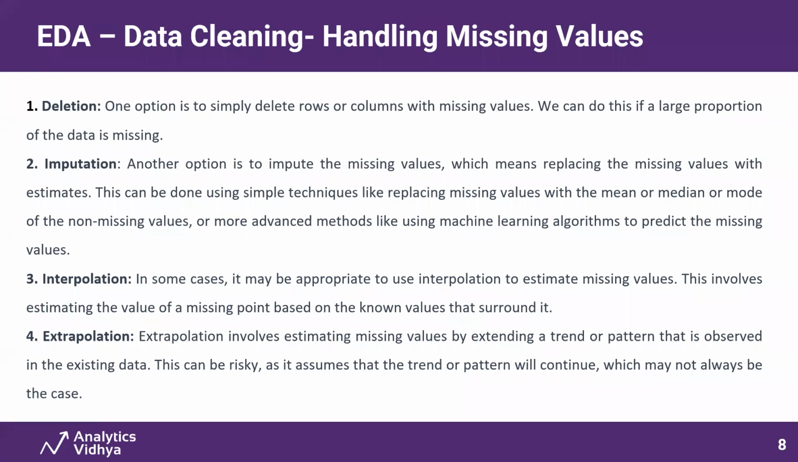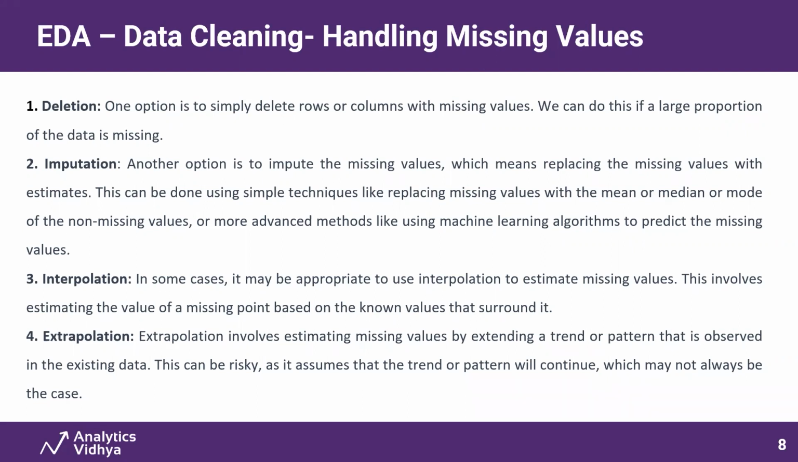One option is simply to delete the rows or columns with missing values. We can do this if a large proportion of data is missing. Suppose, for example, more than 70% of the data in a column is missing. I don't think that column will be useful for doing EDA, because most of the data is missing, so we can safely drop that column. Analysis is very important, and we can derive the data from somewhere, but when that doesn't happen, with more than 70% data missing, maybe this column is not so important. So this is one aspect.